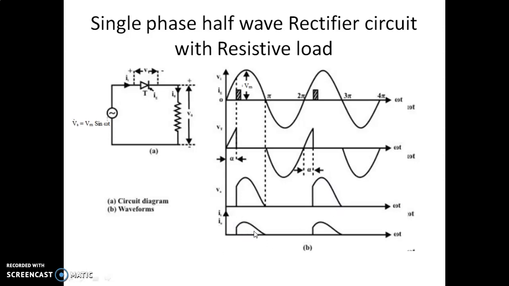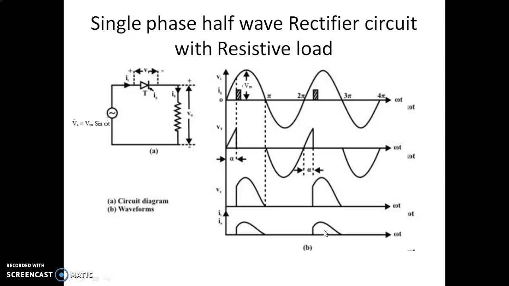And this is the voltage and current waveform. Since it is a resistive load, the current starts from the instant where it is fired. When there is a voltage across the load, there is a current in the load, and it comes to 0 at the instant when the voltage becomes 0, because it is a resistive load. In the next positive half cycle also, whenever there is a voltage, there is a current, and voltage and current are in phase because it is a resistive load.